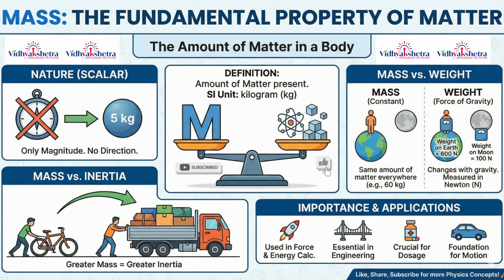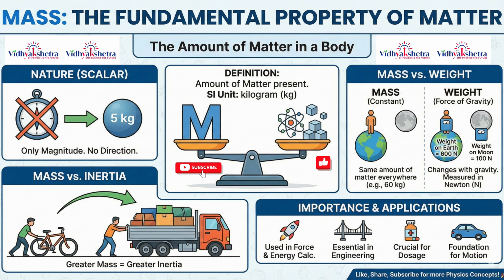SI unit of mass. The SI unit of mass is the kilogram, kg. Other commonly used units include gram, g, milligram, mg, and ton, which is 1,000 kilograms. In scientific calculations and physics problems, mass is always expressed in kilograms.